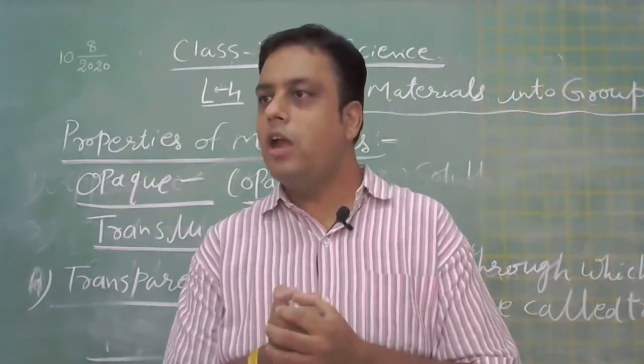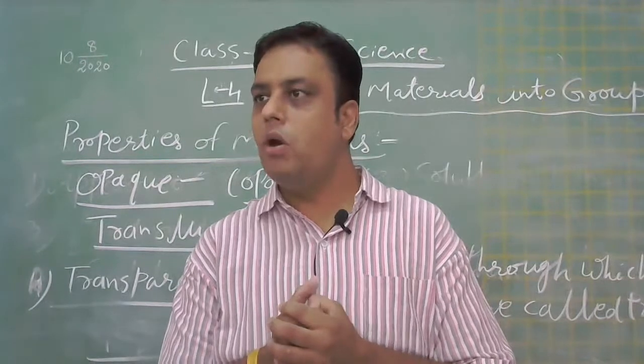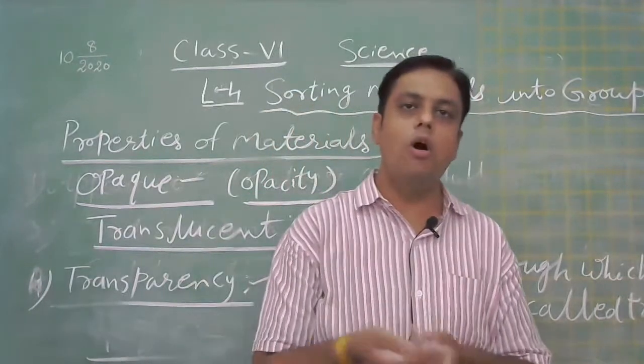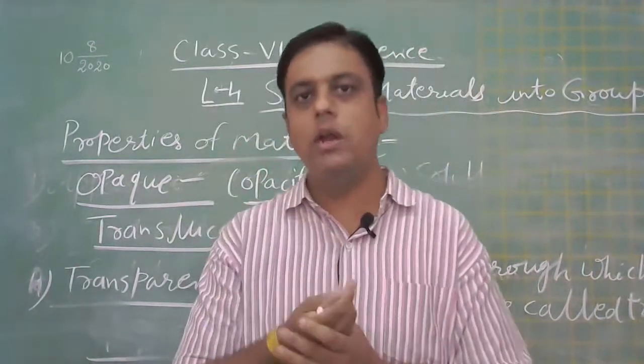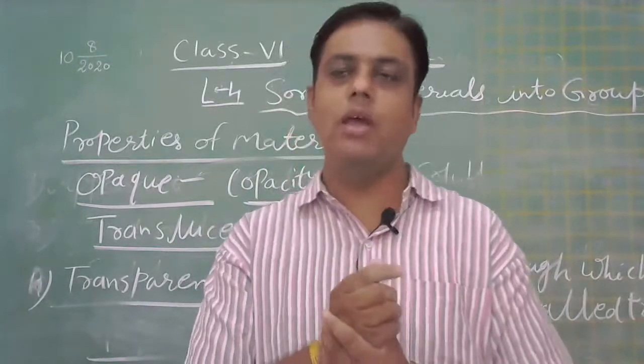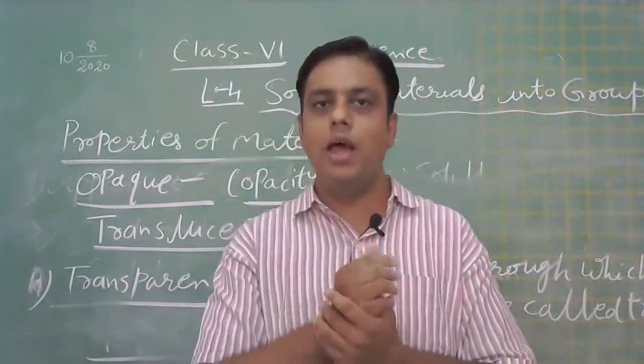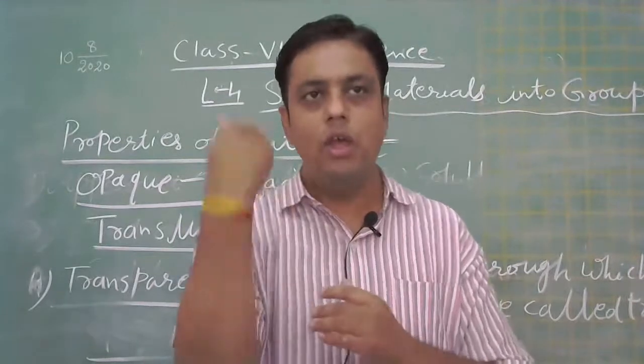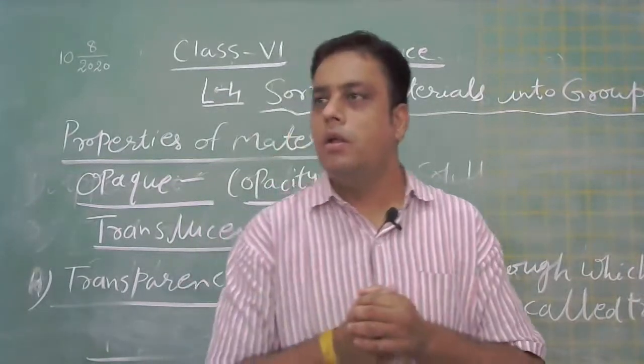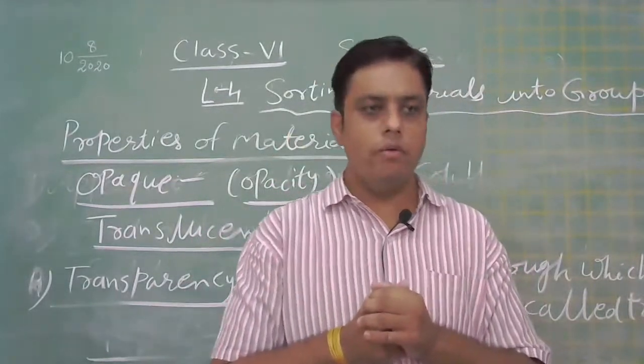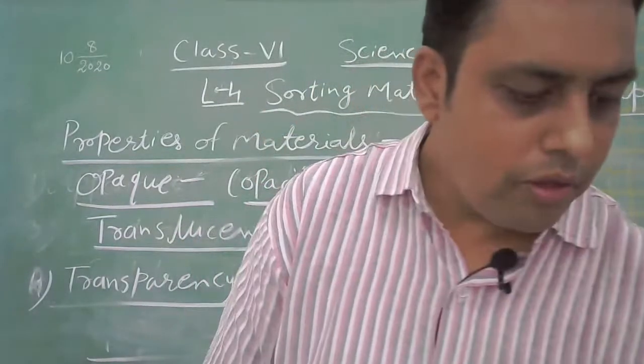Vishika Mishra is writing translucent: all those things which we can see through but not clearly. Partially we can see it, it will look a little hazy, but we can see through that material. Now one example I am showing you.